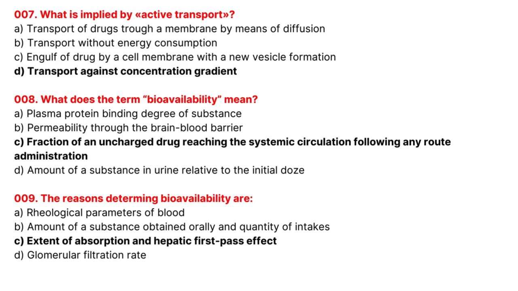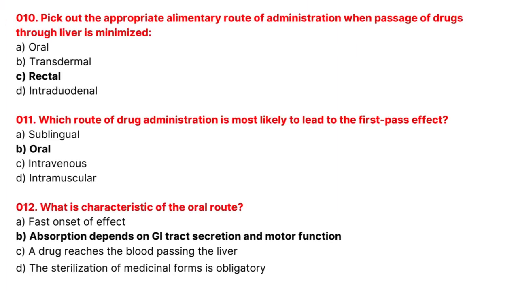Answer is C. 009. The reasons determining bioavailability are A. Rheological parameters of blood. B. Amount of a substance obtained orally and quantity of intakes. C. Extent of absorption and hepatic first-pass effect. D. Glomerular filtration rate. Answer is C. 010. Pick out the appropriate alimentary route of administration when passage of drugs through liver is minimized. A. Oral. B. Transdermal. C. Rectal. D. Intraduodenal. Answer is C.